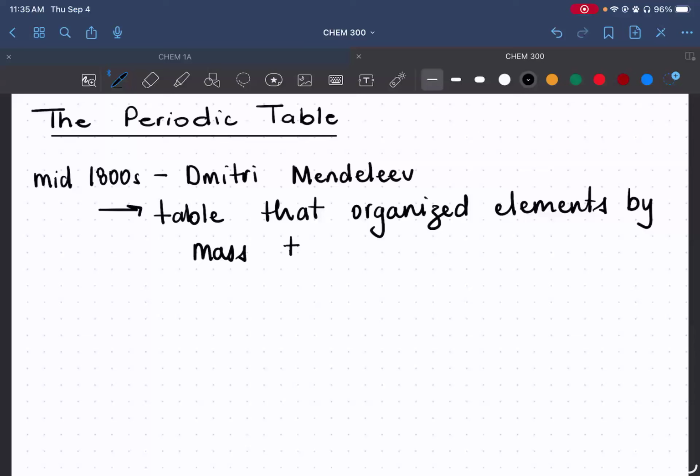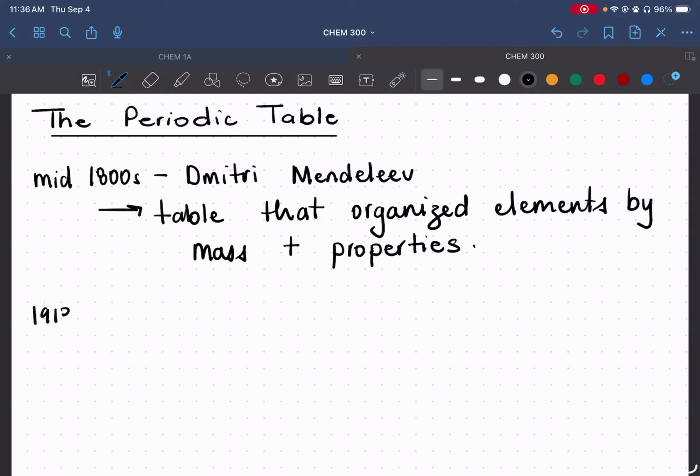In other words, he expected the lightest element would be the very first, and the heaviest element would be the last. This table that he proposed worked very, very well, although it wasn't perfect.